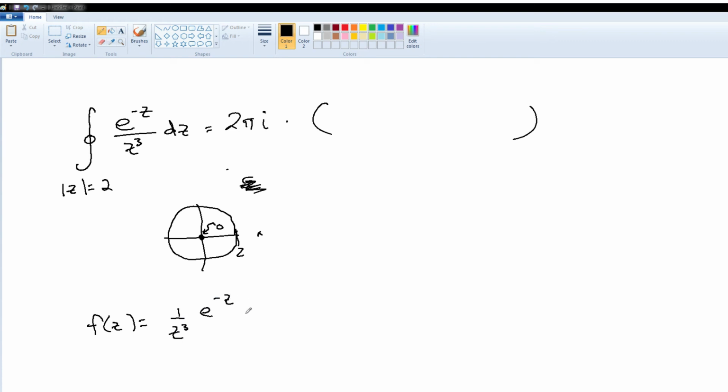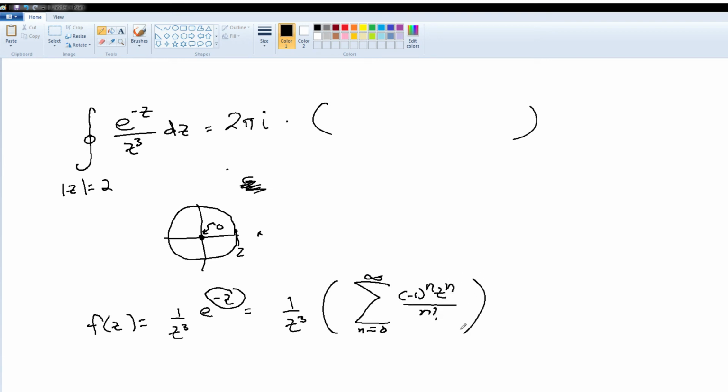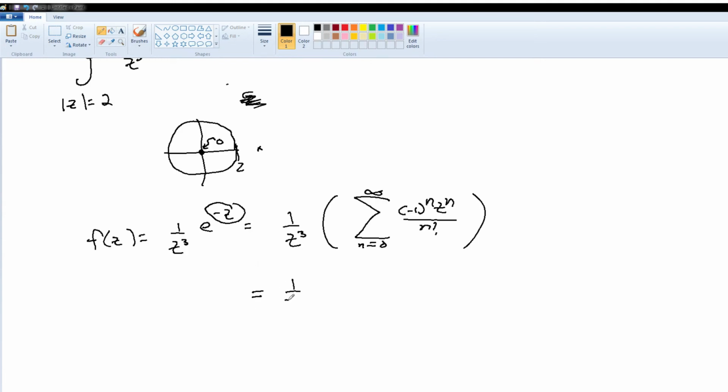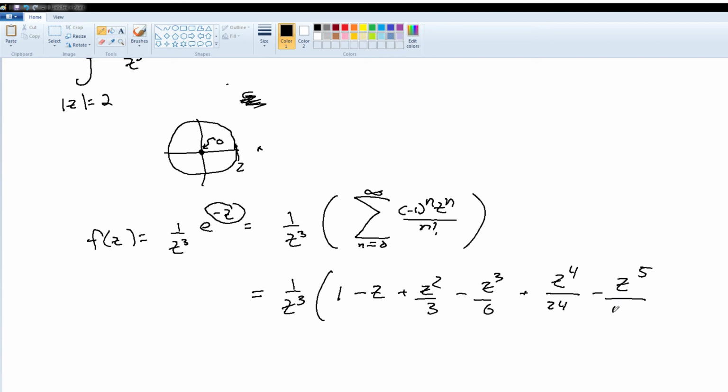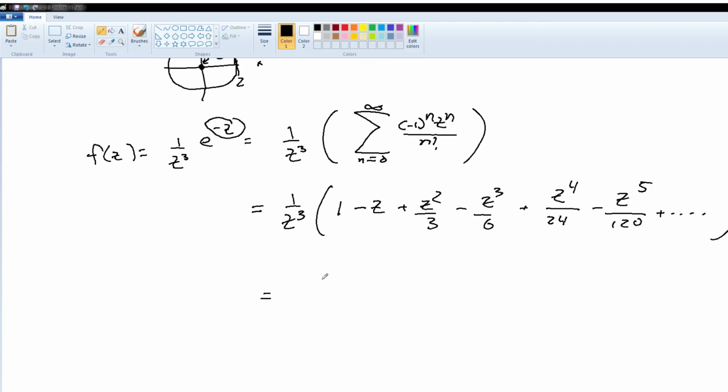It's simple because we know the series expansion for e to the minus z. It's the sum as n goes from 0 to infinity of minus z to the power n divided by n factorial. That's just a standard expansion for the exponential function. We can even write out a few of these terms. When n is 0, 1, 2, 3, when n is 4, 4 factorial is 24, when n is 5, and so on. 5 factorial is 120. And then I would go ahead and distribute the 1 over z cubed factor.